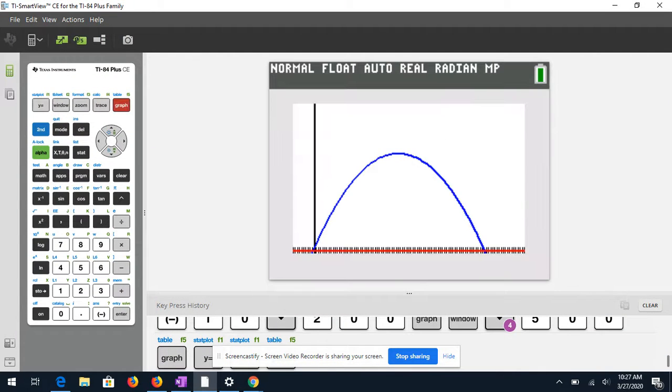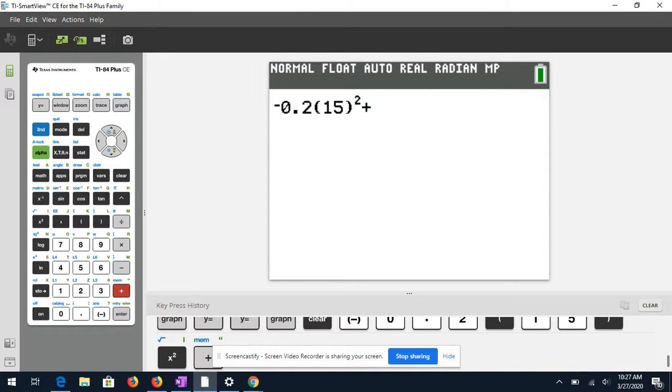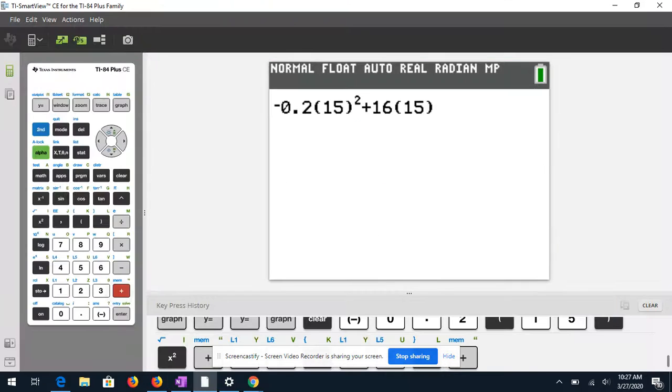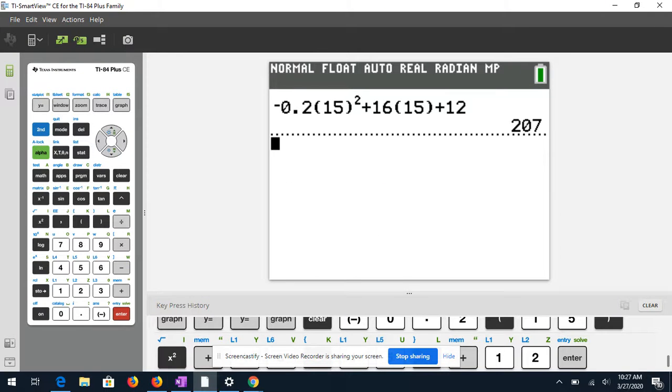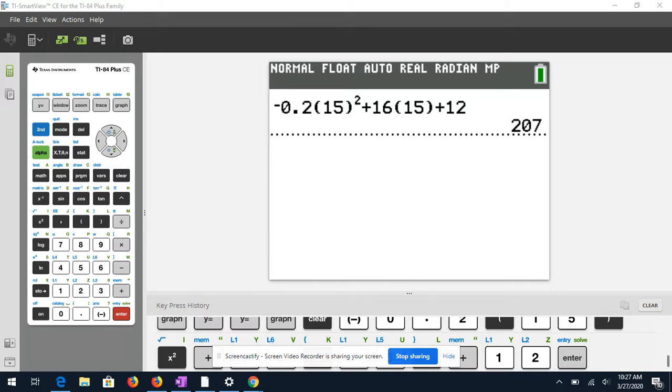So we type that in: -0.2 times 15 squared plus 16 times 15 plus 12. That would get you 207 meters.